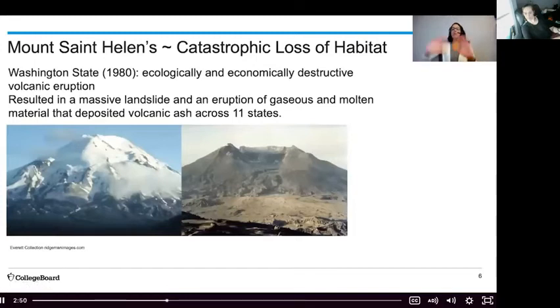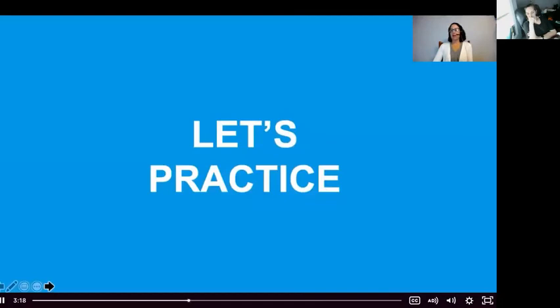It blew out a whole large segment of that mountain, and it deposited a lot of ash material across a wide swath of land. It actually covered 11 different states. So this was a very catastrophic loss of habitat, and it's been a great case study or opportunity for biologists to go in and look at how the diversity has rebounded or recovered in that area.